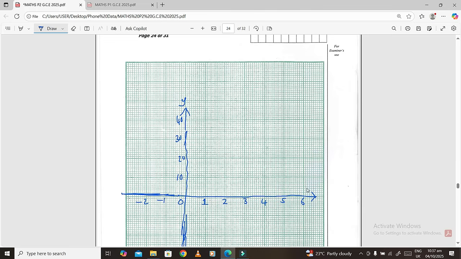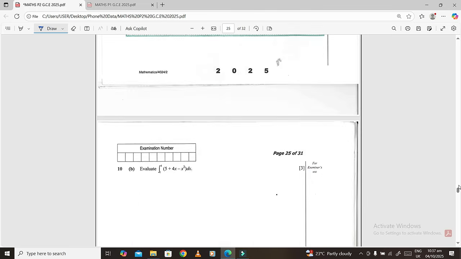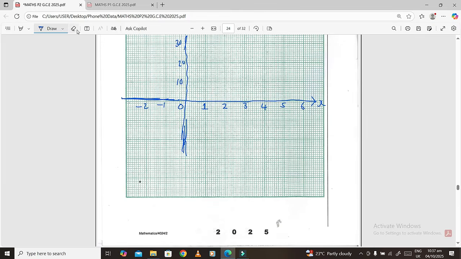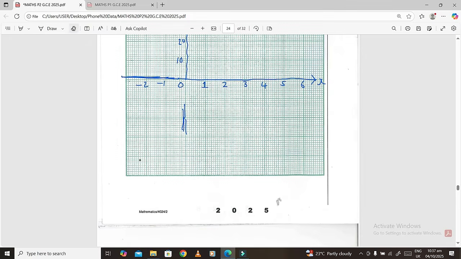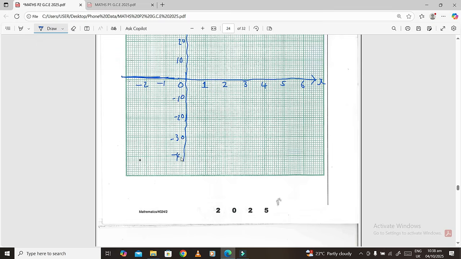This is the y-axis. This is the x-axis. And down also, it's supposed to be 40. So let me do this all the way to negative 40, so that I can put it clear. Okay, so this is negative 10, negative 20, negative 30, and negative 40. Okay, so now we can start with the first set of coordinates.